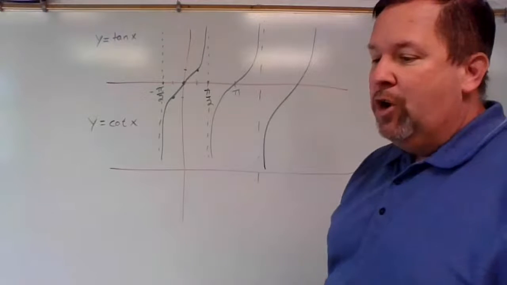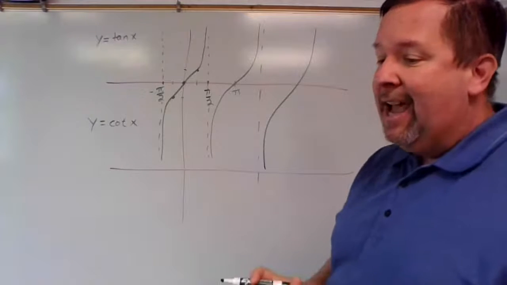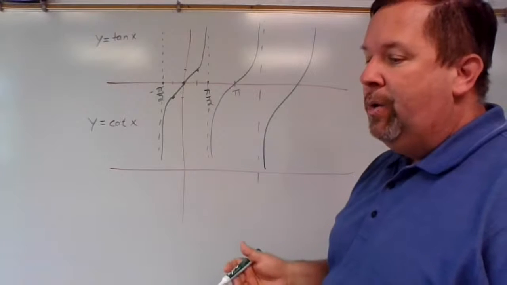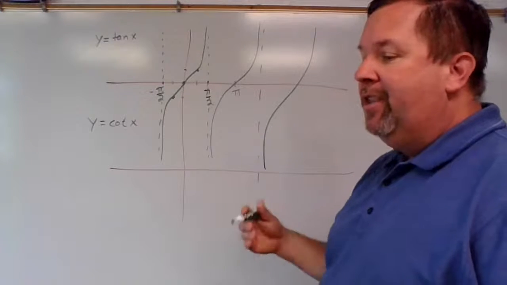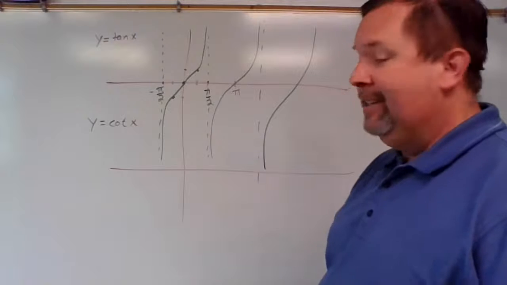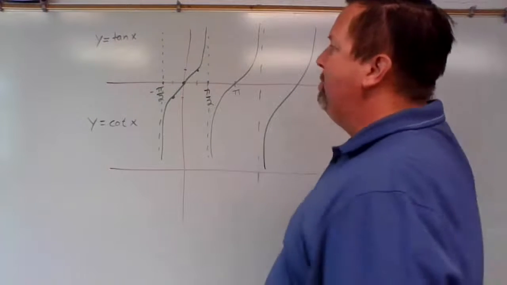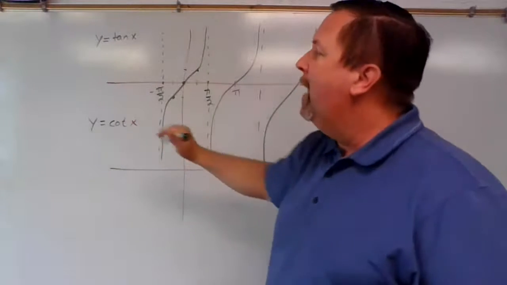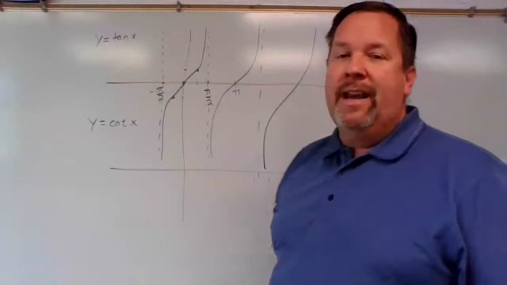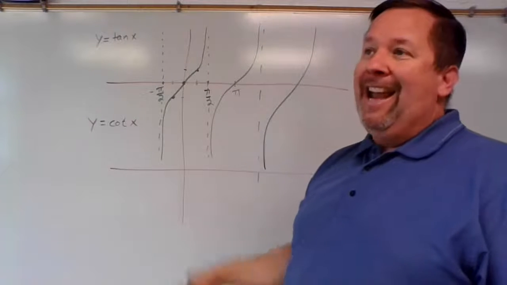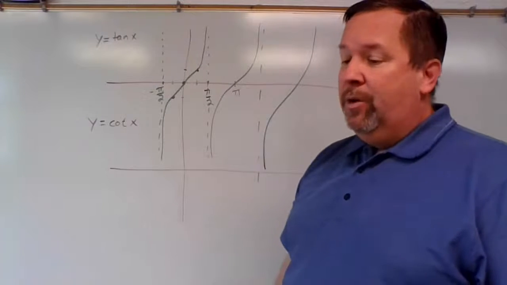It says the domain is all real numbers except where there are asymptotes, which occur at pi over 2, and then multiples of pi to the left and right of that. Okay, that's the best I could do. But I do want you to recognize, yep, it goes forever left and right, but there's these parts where it's not defined. And so we have to say in the domain, x cannot equal those things.